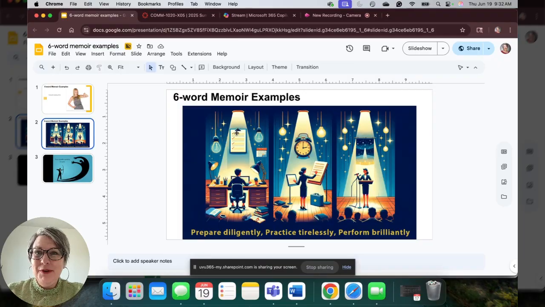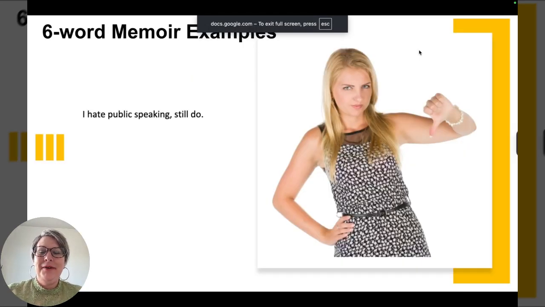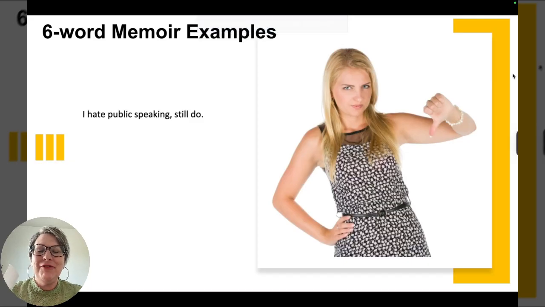Okay, so let's move on to the 6-word memoir. These are some of my very, very favorite ones that I've received over the course of my teaching. There are only 3 of them here. I wish I could put all of them because some of them are just hilarious. I've also had students who do the one that's required by the assignment and then do other ones for me too. Anyway, it's a fun project.